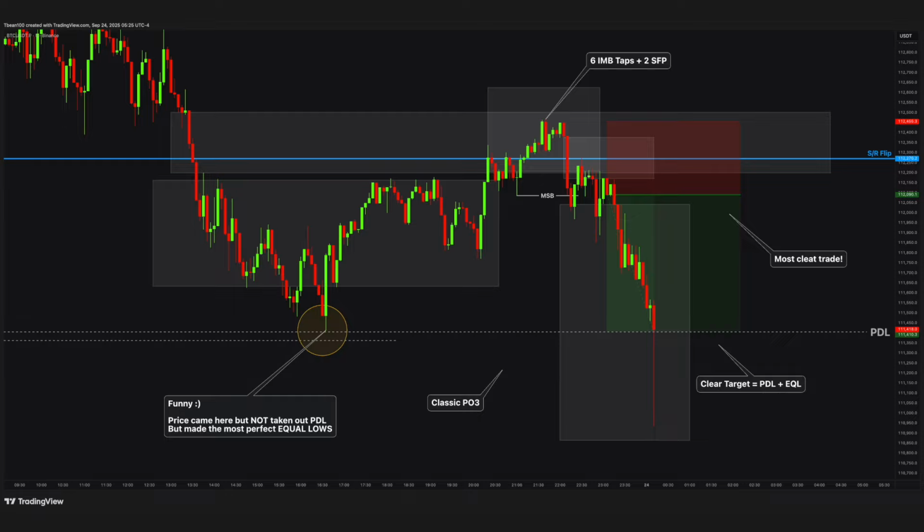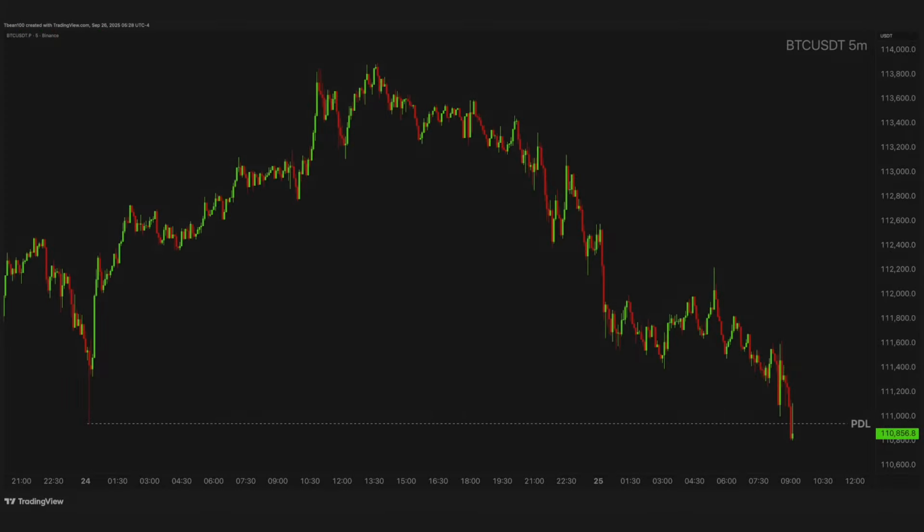This is PO3, the power of 3. Large accumulation occurs, manipulation happens at our entry zone, and finally expansion pushes the price to take out the target. It is actually that clear and simple. The next day, the exact same setup happened again.